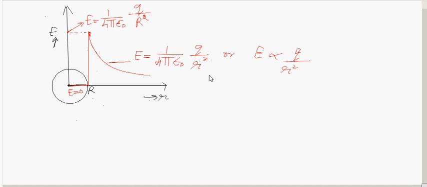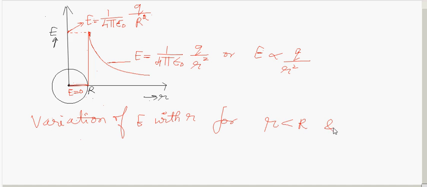So inside the shell it is 0. On the surface of the sphere it is 1 by 4 pi epsilon naught into Q by capital R square, where R is the radius of the sphere, and then it reduces with respect to r. So this is the variation of E with r. This graph shows the variation of E with r for r less than R and r greater than R.